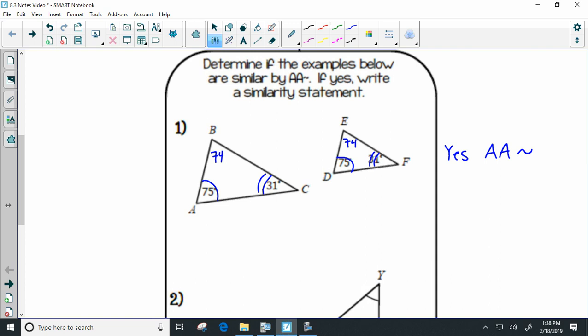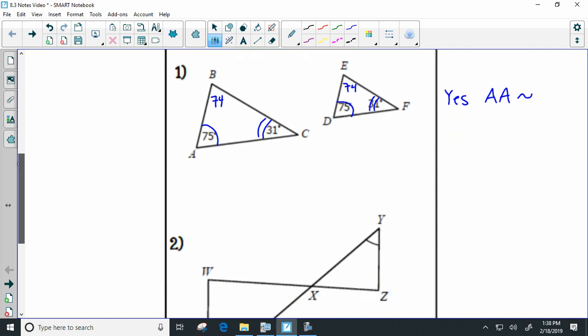If I had to write the similarity statement for these two, the first angle, it really does not matter what order I put it in. I'll call this one triangle ABC. It is similar to the other triangle. And now the second triangle's order does matter. So if I start with angle A, we know that A is congruent to D. So D has to come first. Angle B was 74, angle E was 74, so E has to come second, and then F has to come third. So triangle ABC is similar to triangle DEF, and that would be by AA.